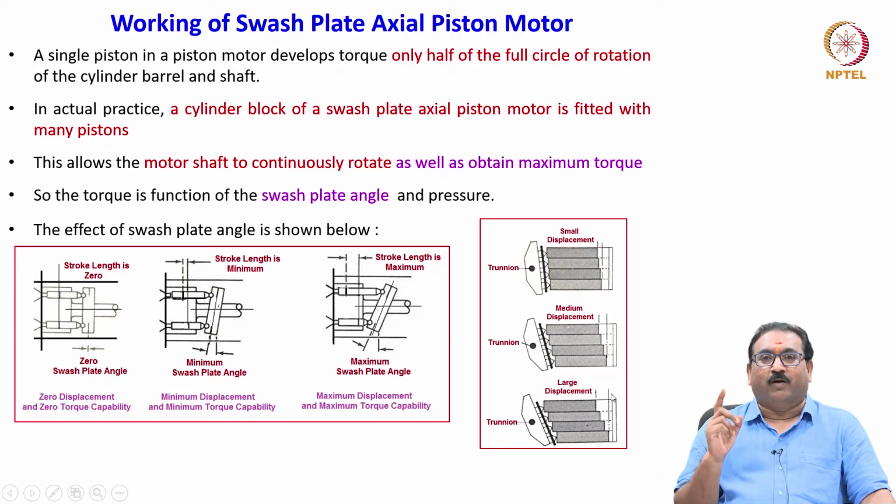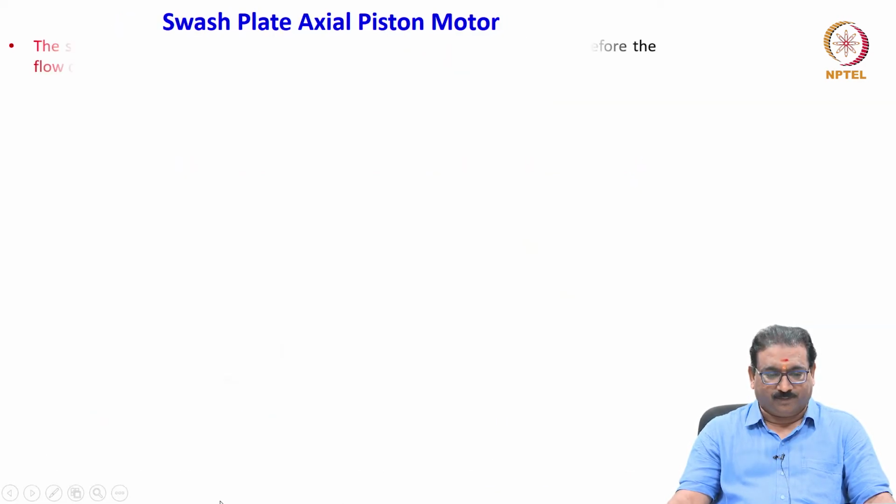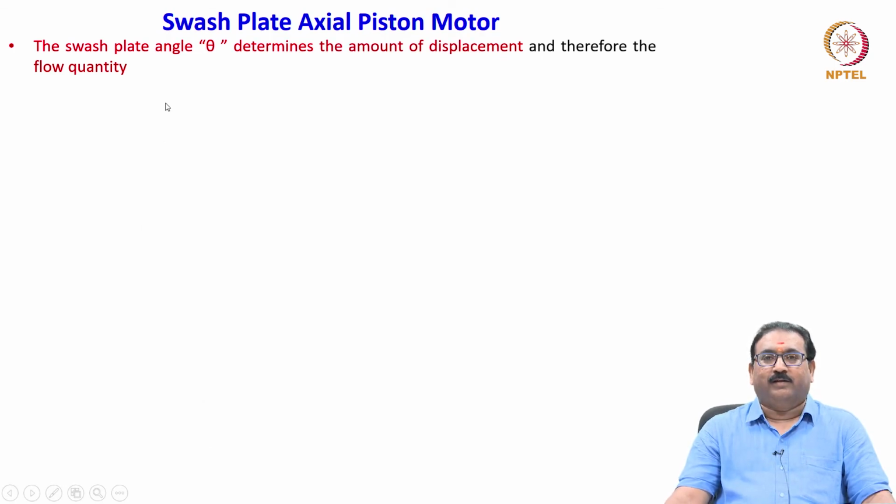Meaning, there is a provision made in a variable displacement unit to rotate the swash plate to the desired angle. Hence, the swash plate axial piston motor is designed either as a fixed or a variable displacement unit. The swash plate angle theta determines the amount of displacement and therefore the quantity of fluid.